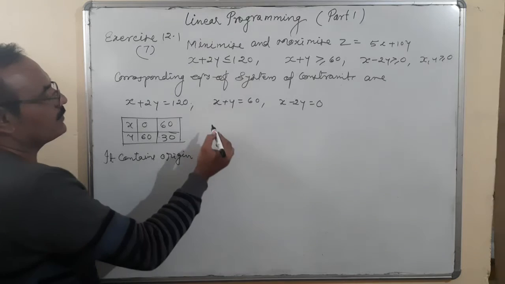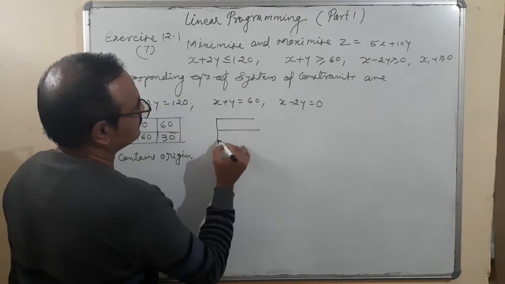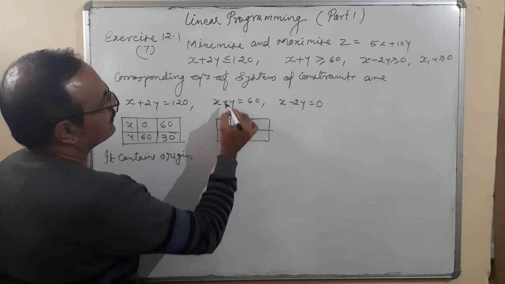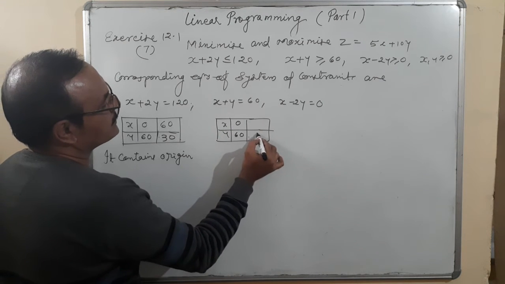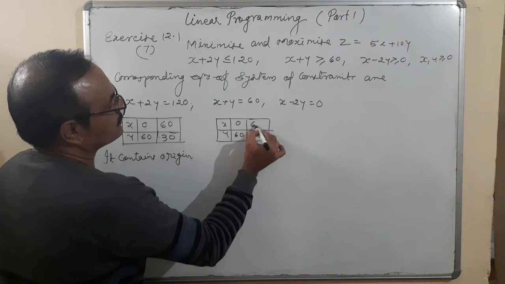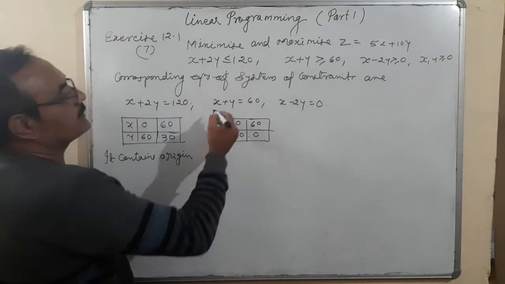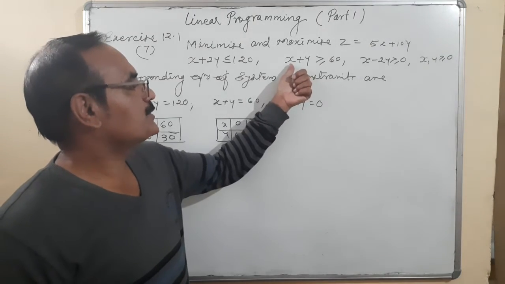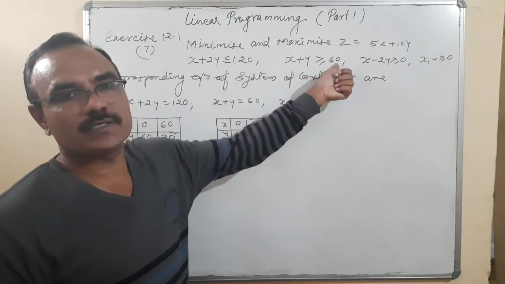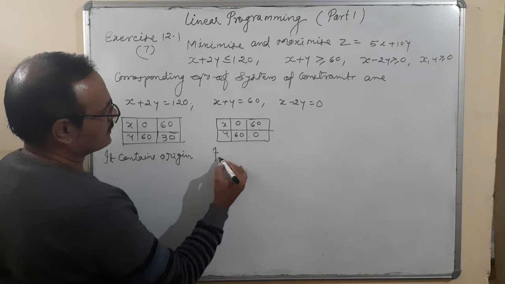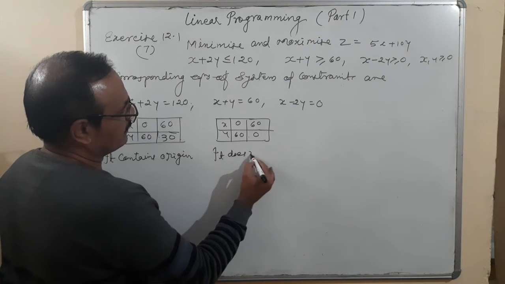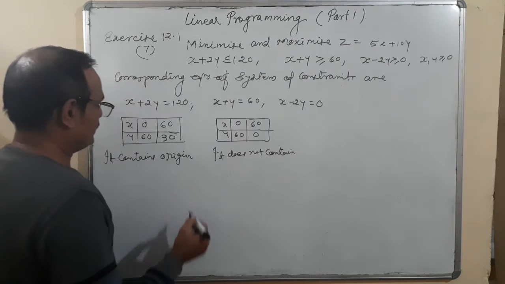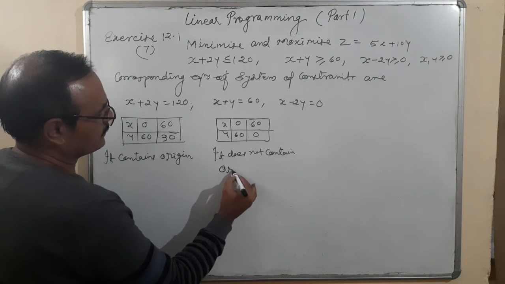Okay, for the second one, x, y: 0, 60, and 60, 0. Okay, does it contain the origin or not? When we put 0, 0 is greater than 60, which is not true. It does not contain the origin.